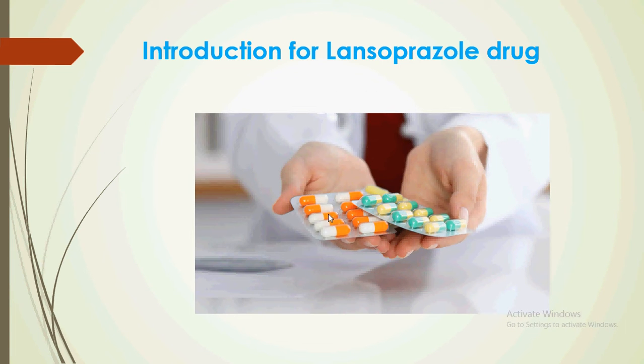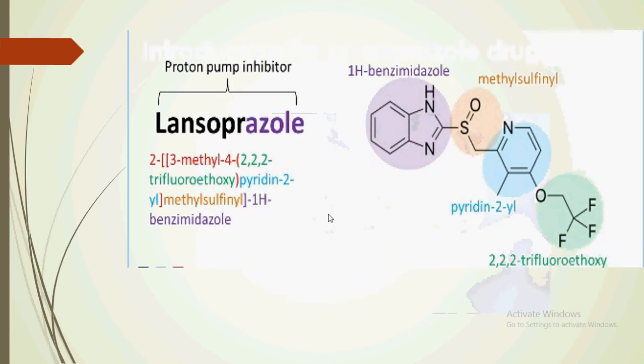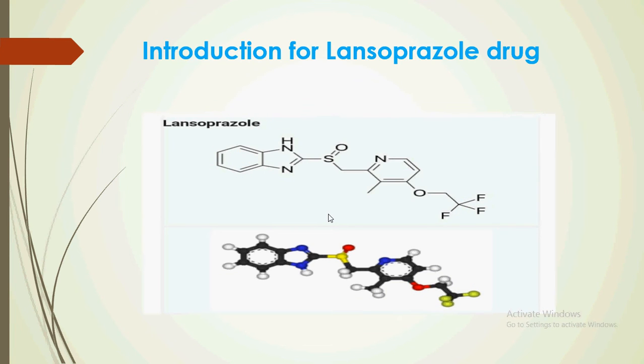And now we're going to talk about the introduction for the lansoprazole drug. Lansoprazole is a drug that is sold under the brand name Prevacid. It is a medication which inhibits the stomach production of gastric acid, specifically a proton pump inhibitor. Okay, and it is given through nasogastric tubes.